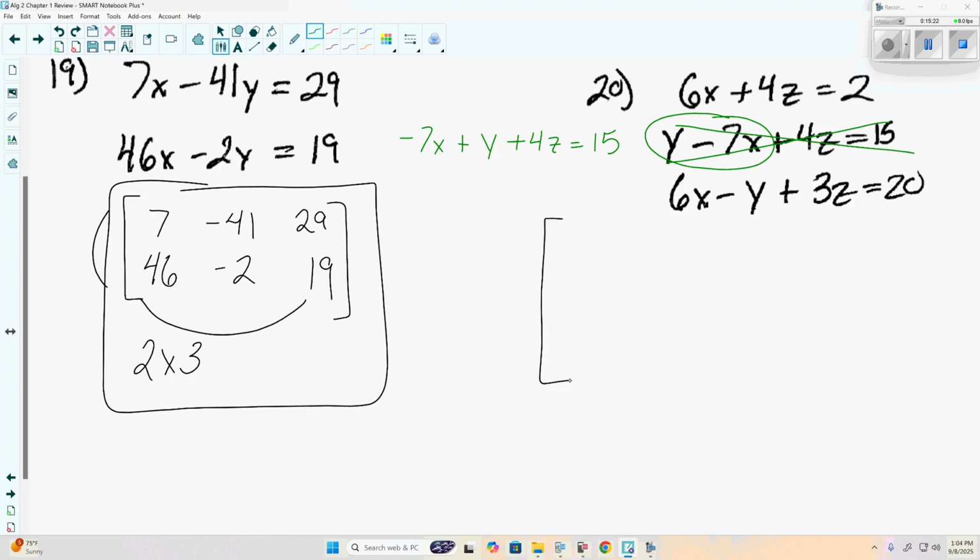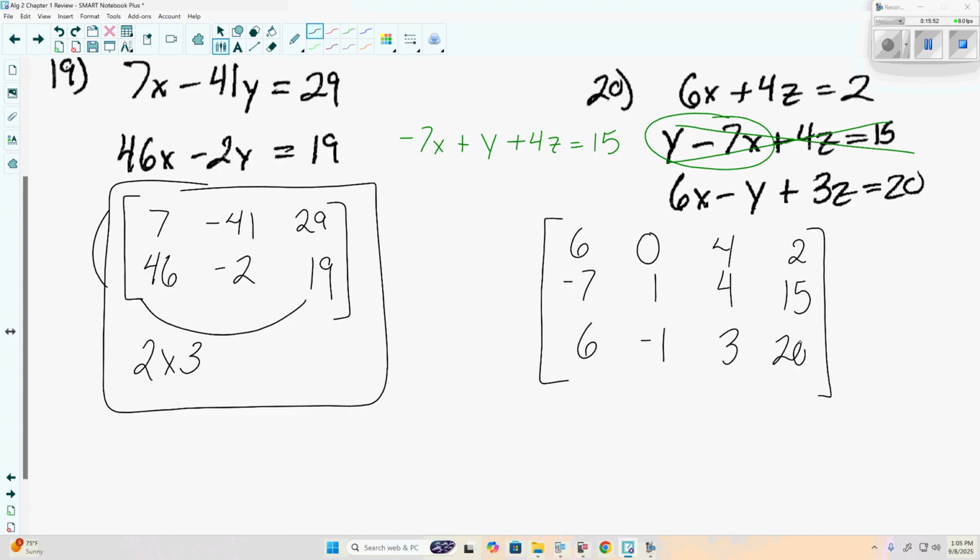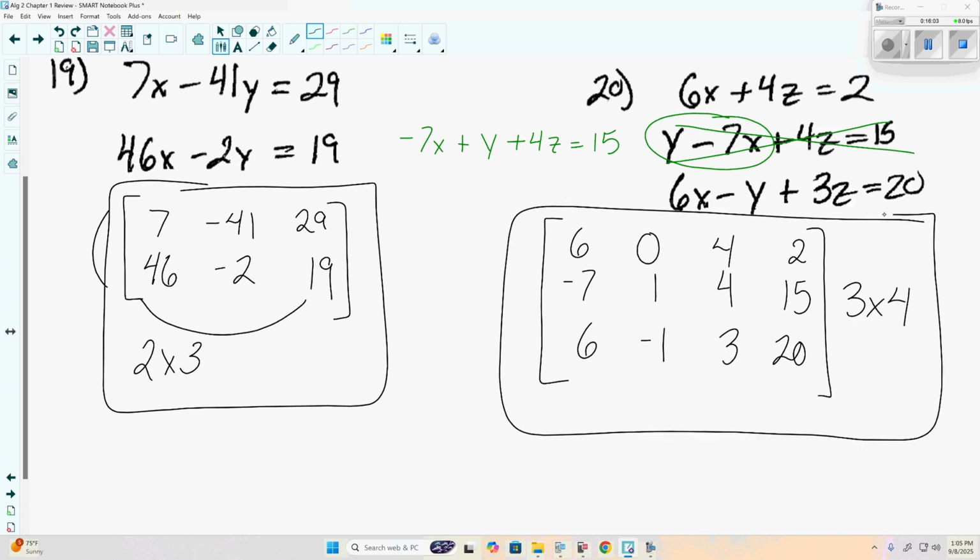Now, the third equation is in the form x, y, z, so we're good there. Now, our numbers going across the top for the first one: 6 for x, 0 for y, 4 for z, that's equal to 2. Our second equation would be negative 7 for x, 1 for y, 4 for z, 15. And our last equation would be 6 for x, negative 1 for y, 3 for z, and 20. And this one here would be a three by 4.